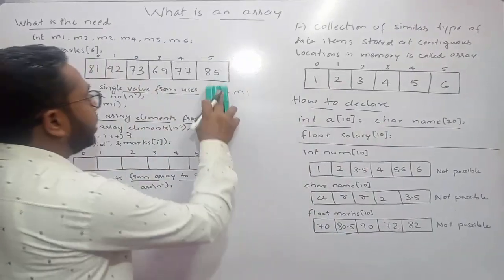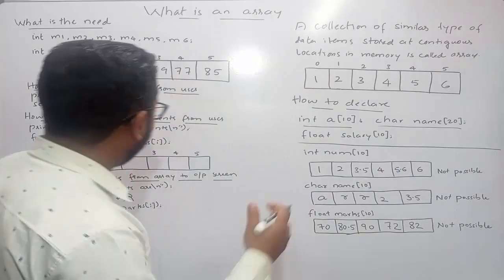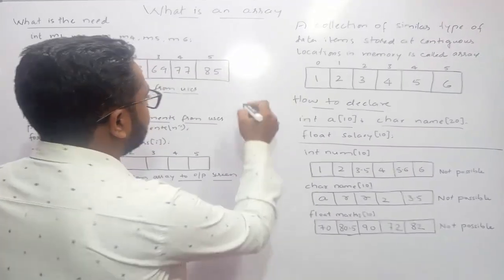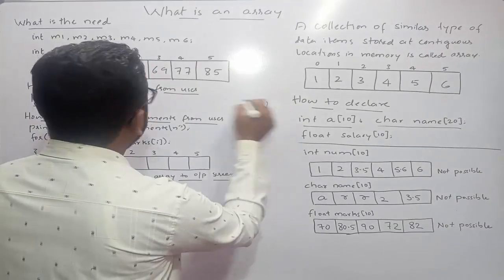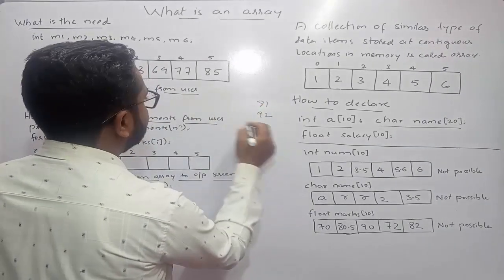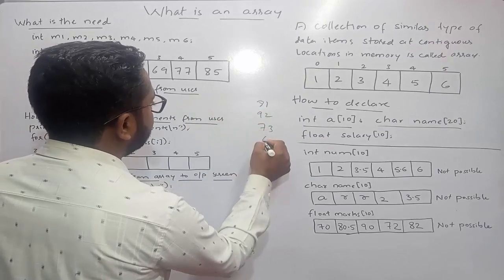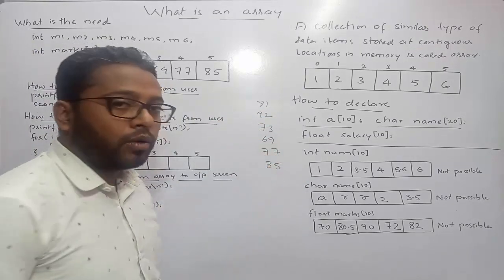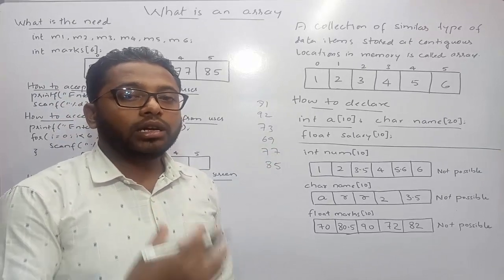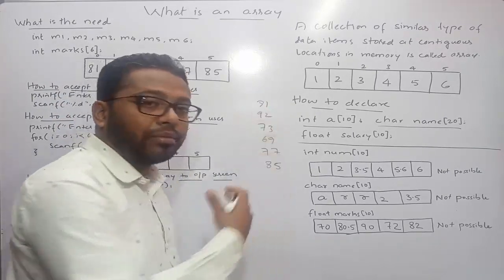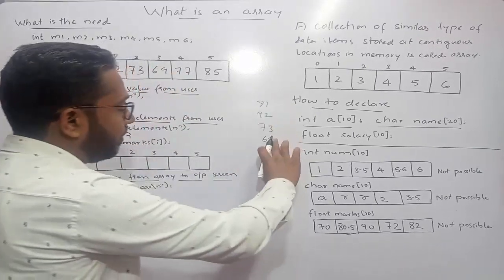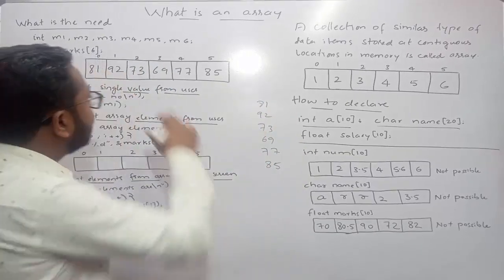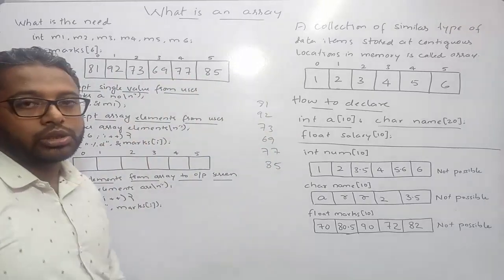when the program gets executed, I ask the user to enter the array elements. Then the user will enter these numbers: 81, then 92, then 73, then 69, then 77, and then 85. One by one the user is going to enter different values of the same type. These different values of the same type need to get stored inside each and every location of an array.